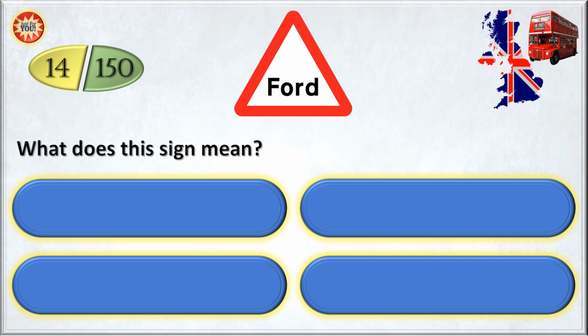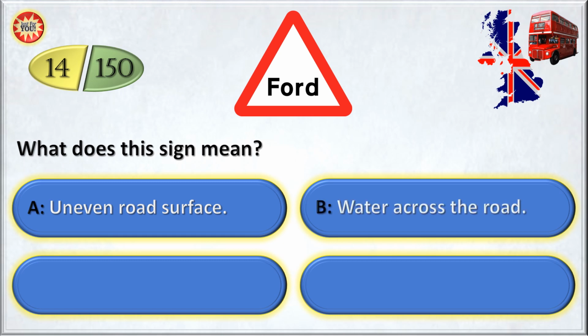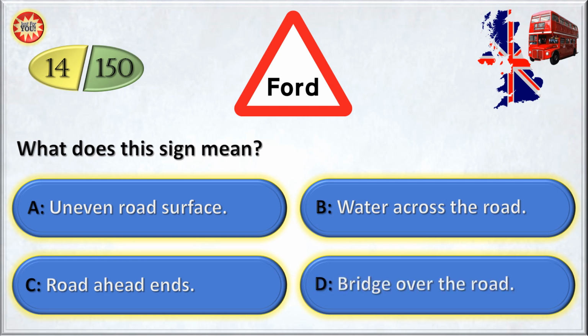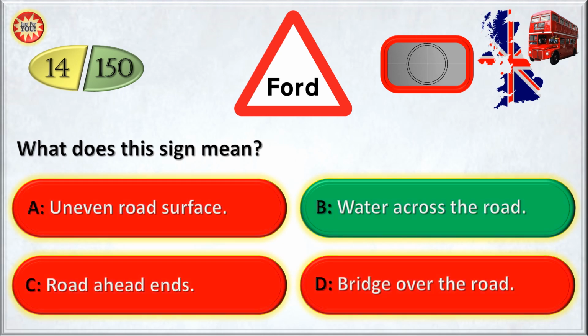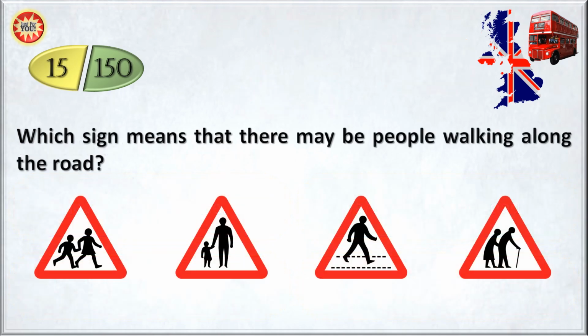What does this sign mean? Uneven road surface. Water across the road. Road ahead ends. Bridge over the road. Which sign means that pedestrians may be walking along the road?